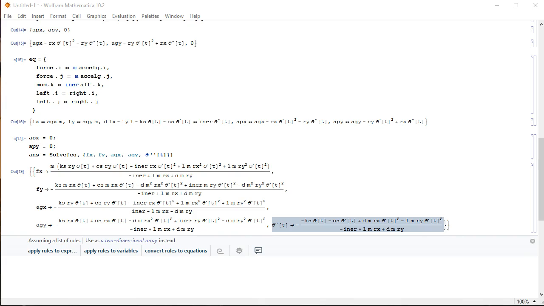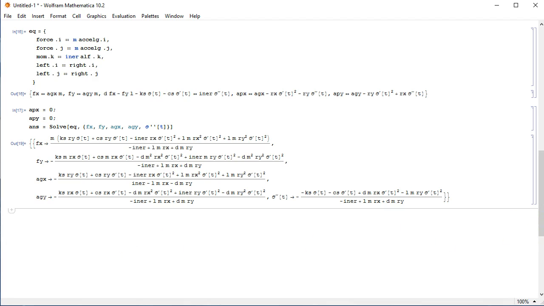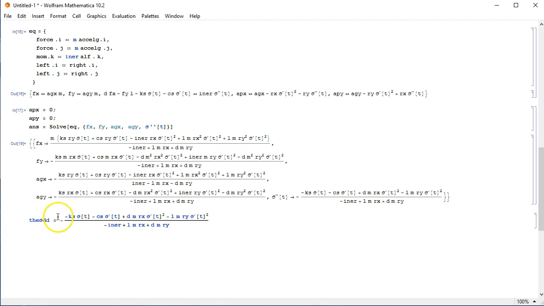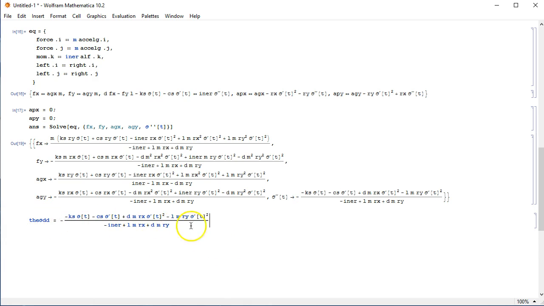I am going to copy and paste these. So I have, whoops, I got the wrong one. Let me get rid of that. Let me come back over here. Let's see, copy, and I'm going to paste it in right here. So basically, I'm saying the theta double dot is equal to, and then you just copy that right there. So that's how I did this. You just copy and paste it in. All right, so there's your theta double dot.